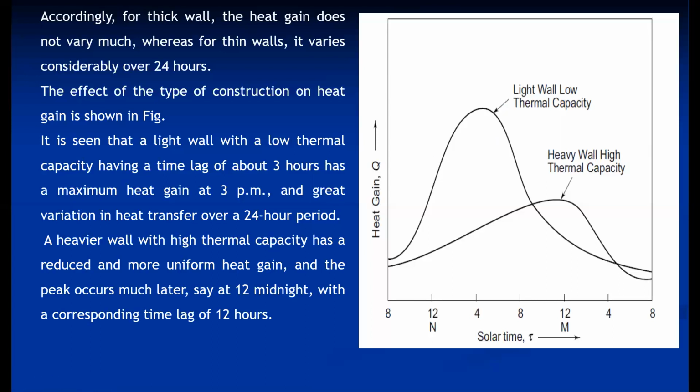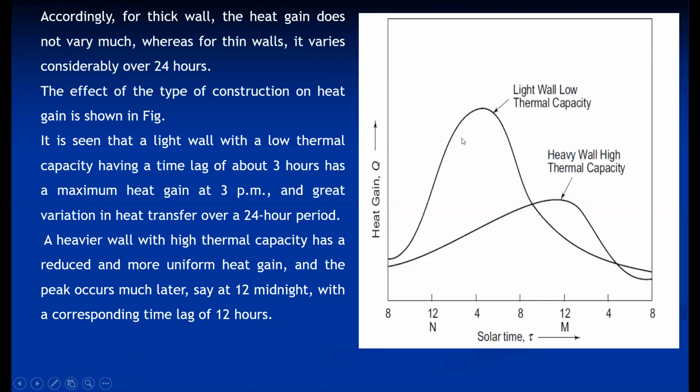Heavier wall with high thermal conductivity has reduced and more uniform heat gain. You can realize here that the peak hours come much later, say at 12. So almost the peak hours, because there is a delay of almost 7-8 hours. So the peak heat gain generally arises later, generally at midnight. You can see here the peak heat.